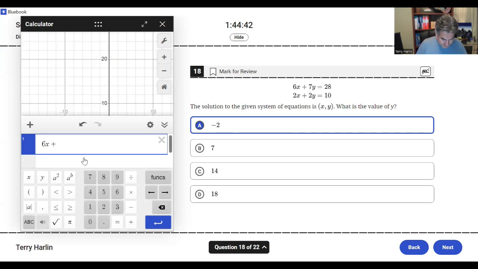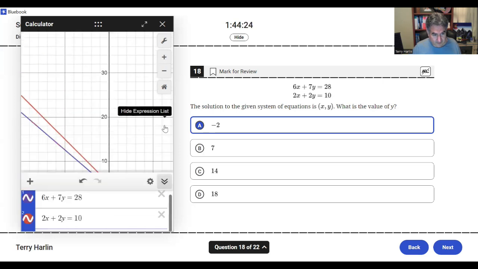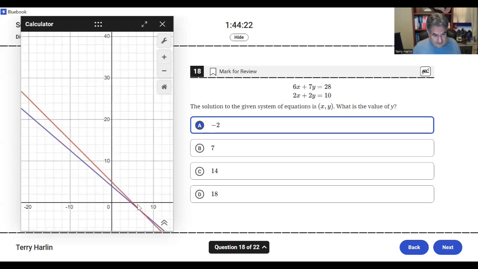6x plus 7y equals 28. 2x plus 2y equals 10. Click enter. Where do they intersect? It's hard to tell. So let me click on one of these, and it shows me the intersection is at 5, 0. No, it's at 7, -2. That's where the intersection is.